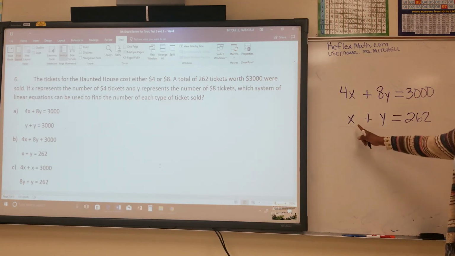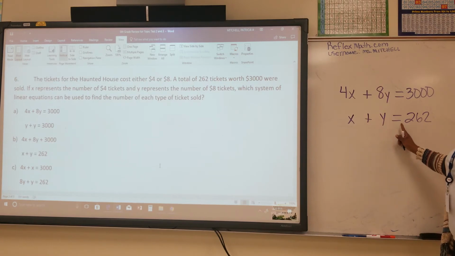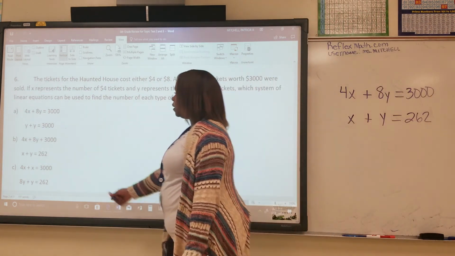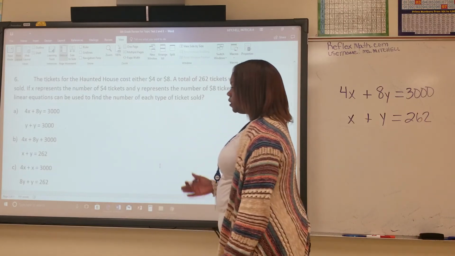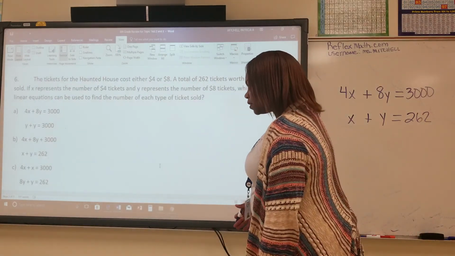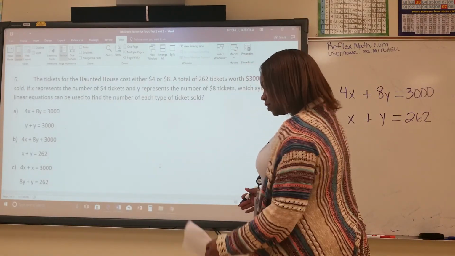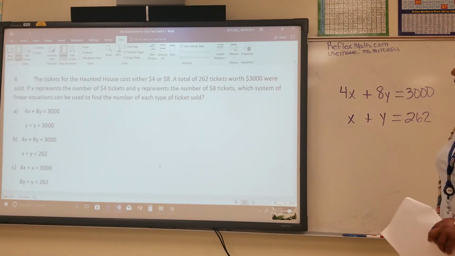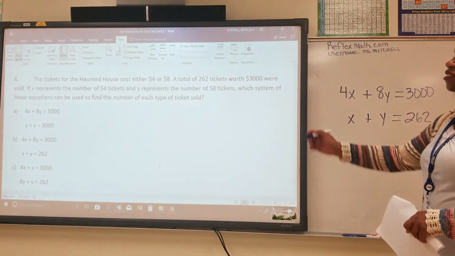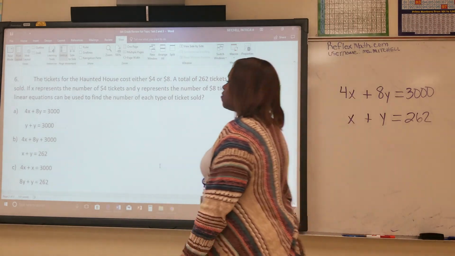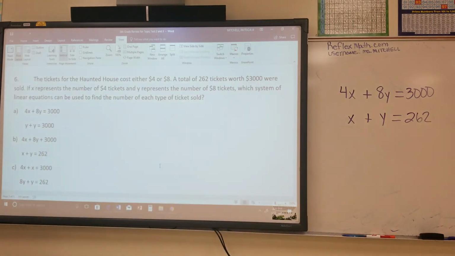That means that X plus Y has to equal 262. And do we see that? Yes, we do. B, 4X plus 8Y. Oh, I'm sorry, it's a mistake on here. That's supposed to say 4X plus 8Y is equal to $3,000. Let me fix that right now.